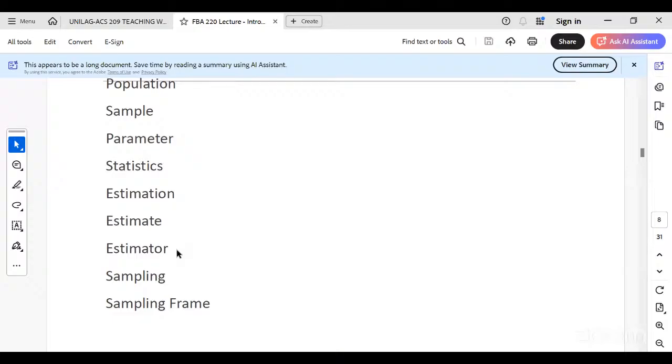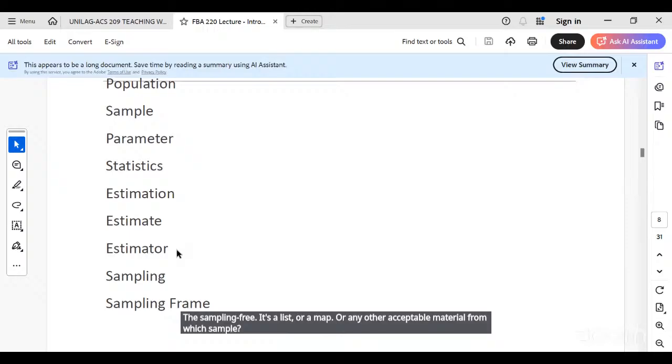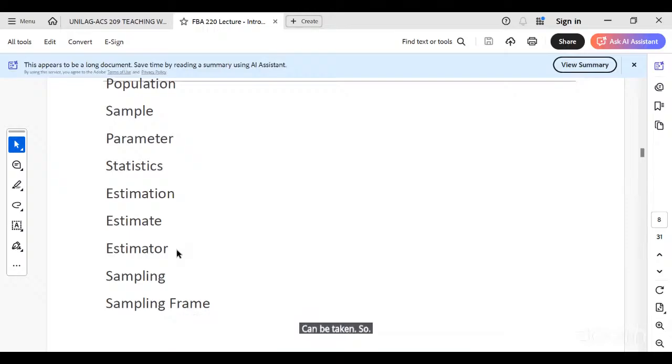A sampling frame is a list or a map or any other acceptable material from which a sample can be taken. So I have finance students, HRM students, and accounting students, and I want to select winners for a prize. I know it's difficult for me to gather you somewhere, but I still want to select from 200 level students. So I can use the broadsheet.